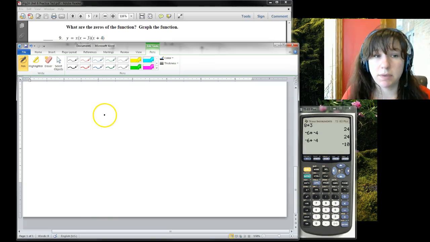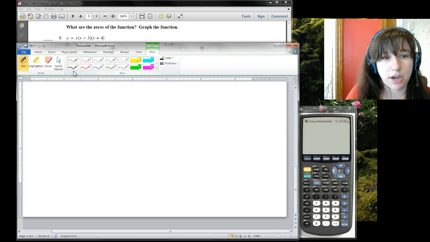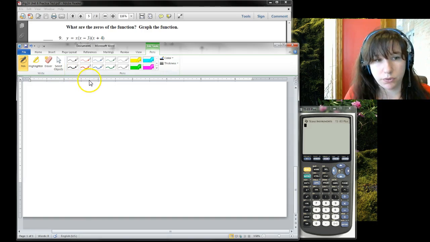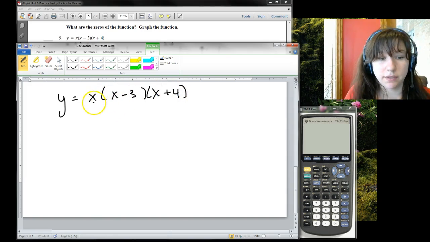Now number 9 wants me to find the zeros of the function and then wants me to graph. So first you might ask yourself, what do they mean, the zeros of the function? Well, if I have my equation, and this one's already factored for you, which helps, the zeros of the function are what is x when y equals 0.